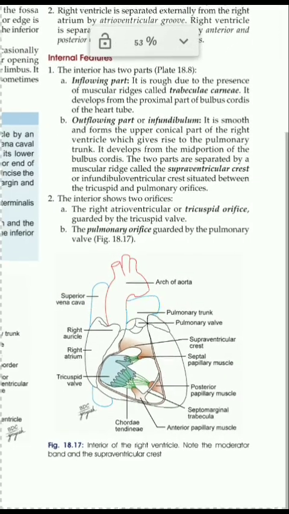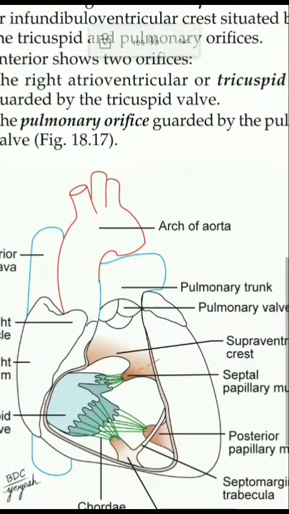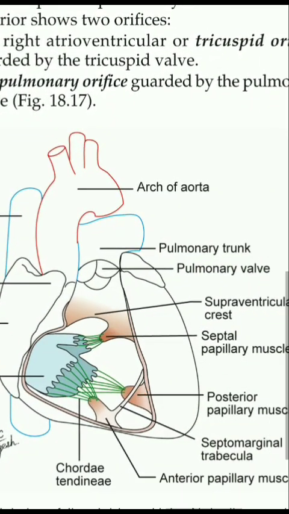So that is our arch of aorta, pulmonary trunk, pulmonary valve, supraventricular crest, and septal papillary muscle. There is our posterior papillary muscle, and that is our septomarginal trabecula. There is the septomarginal trabecula, and we see the projections here.